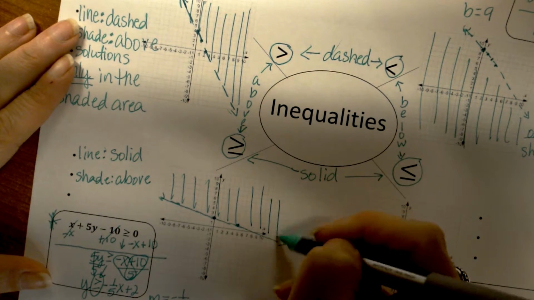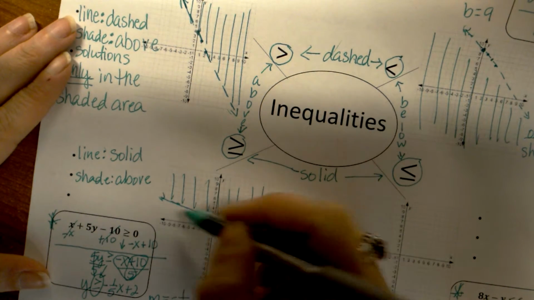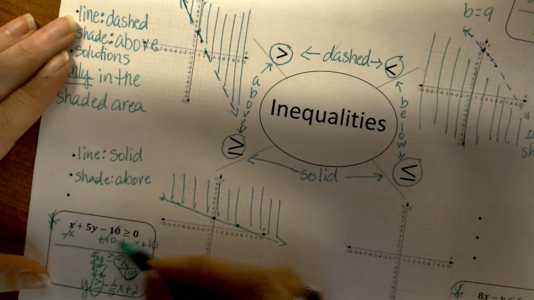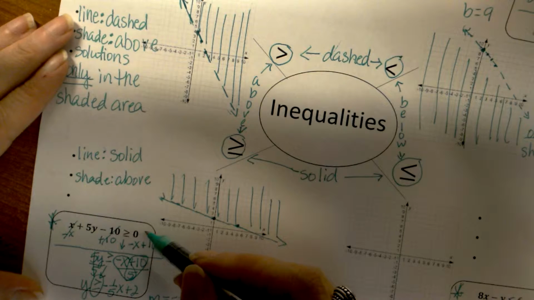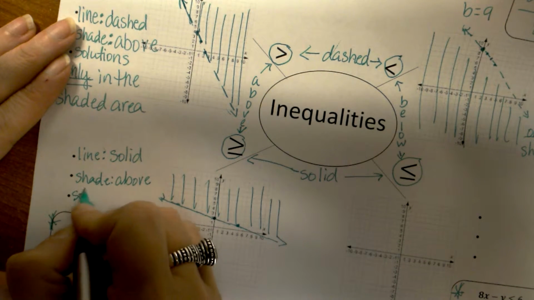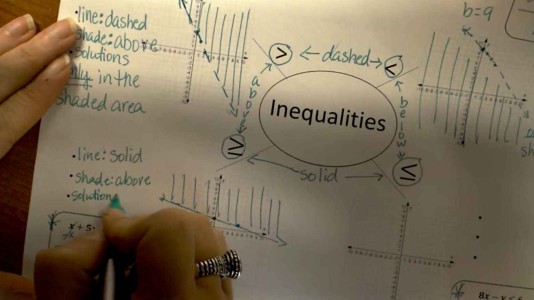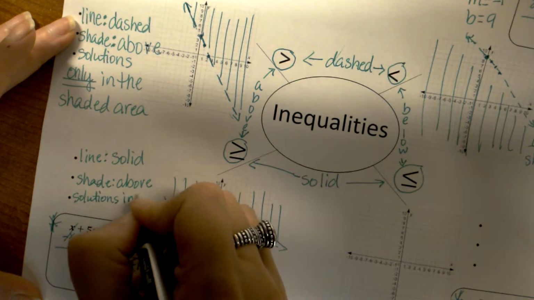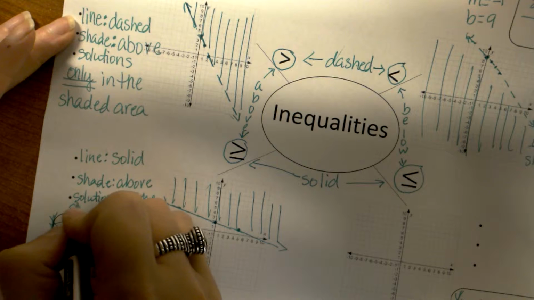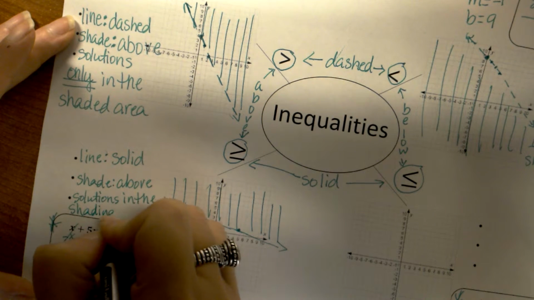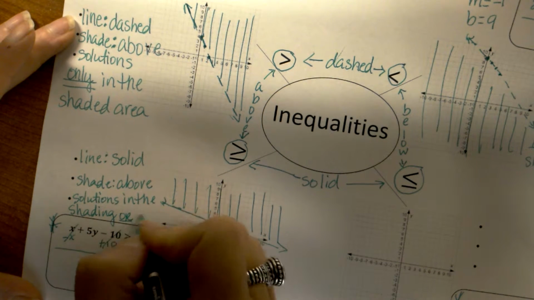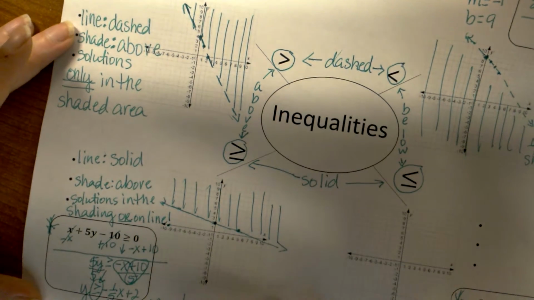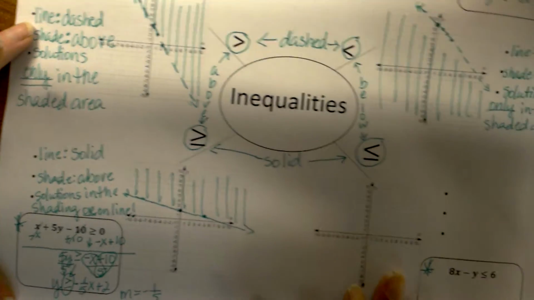Okay, which means any point in the shaded area or on the line this time will make this inequality true. Okay, so this time the solutions are in the shading or on the line. Okay, hopefully you got that one correct.